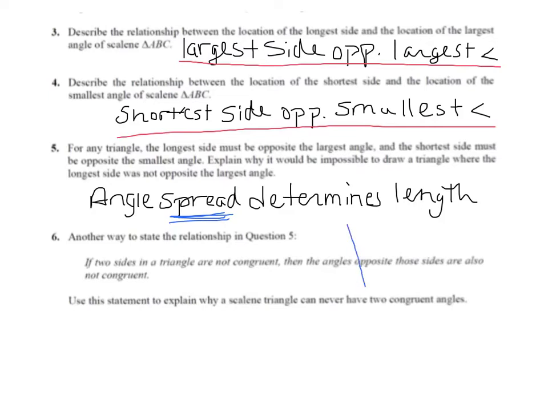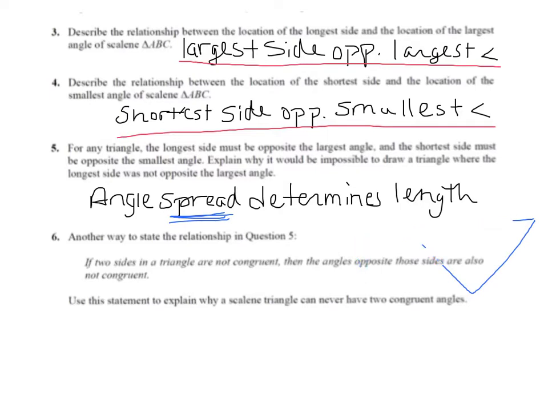So if you have a small amount of spread, you don't require a very long length to connect the endpoints to make that a triangle. If you have a very large spread, which means a large angle, you need a much larger side. So it's really the angle spread that determines the length, and therefore bigger spreads need bigger lengths. The bigger the angle, the bigger the length opposite it's going to be. So that would be a good response for that.